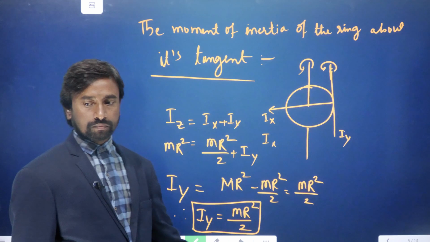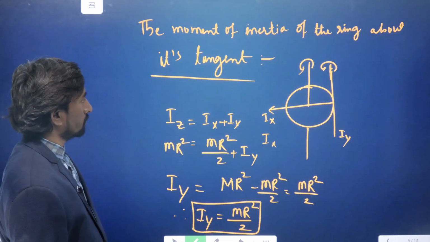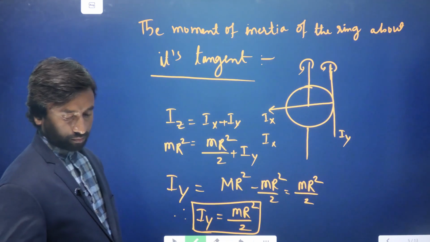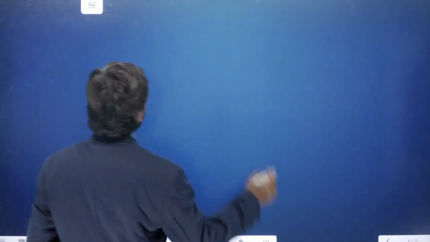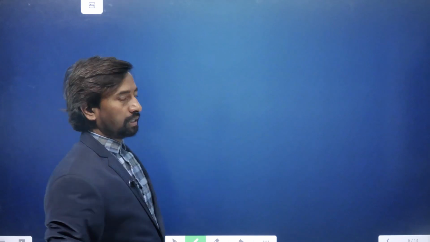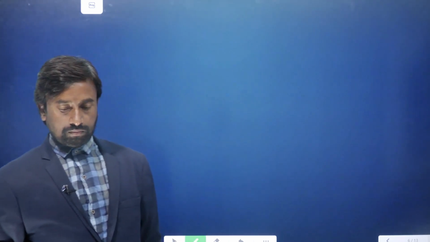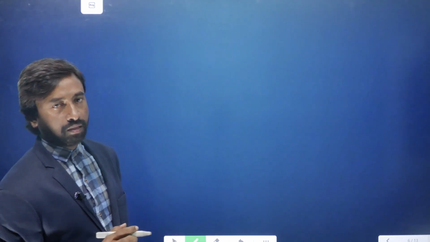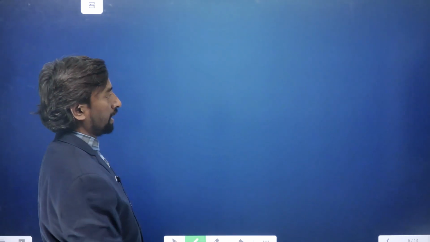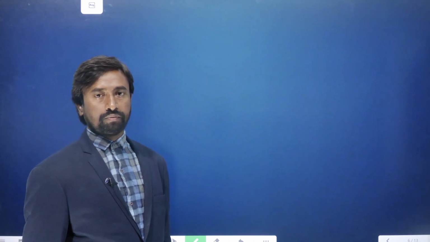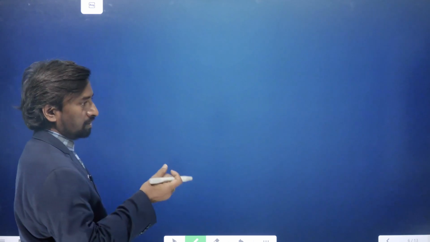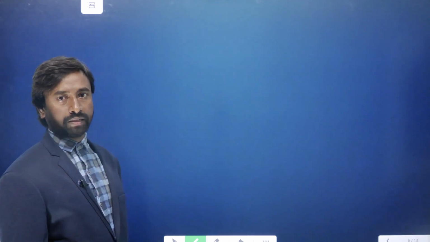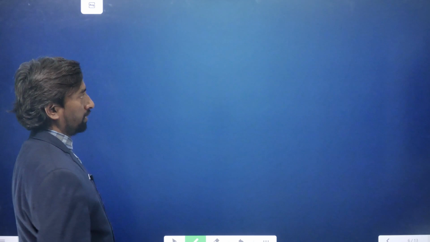Clear? Now the moment of inertia of the circular plate. In the last class we found the moment of inertia of the circular plate passing through its center, perpendicular to the plane. Now we will apply the parallel axis theorem and the perpendicular axis theorem so that we can find the moment of inertia of a circular plate about its tangent.